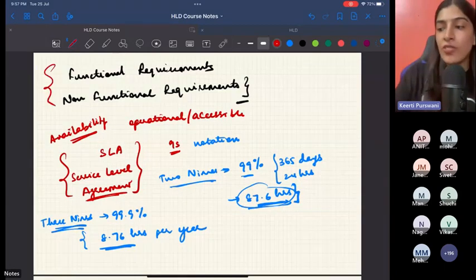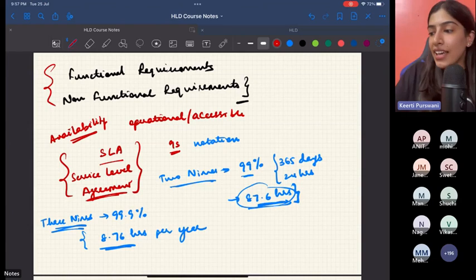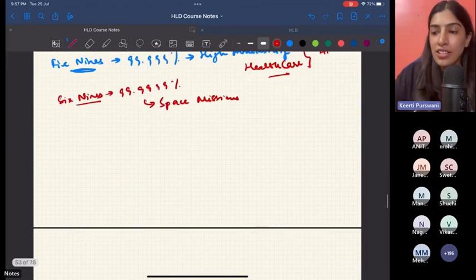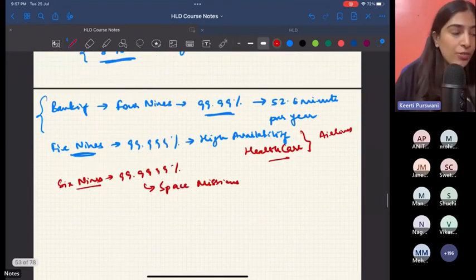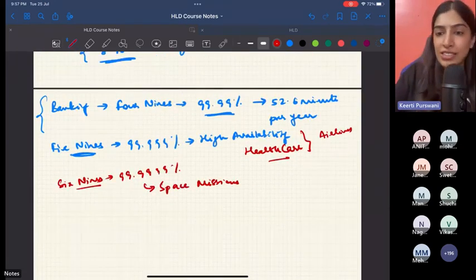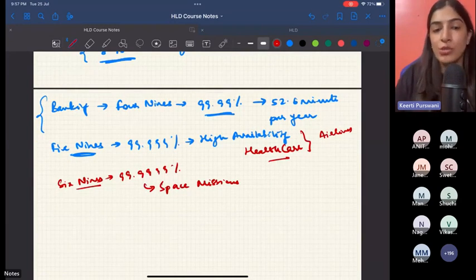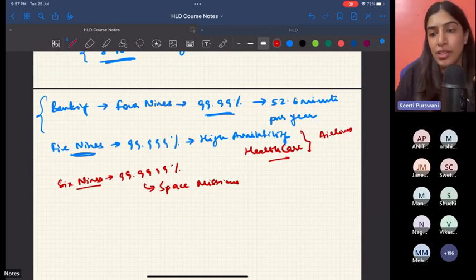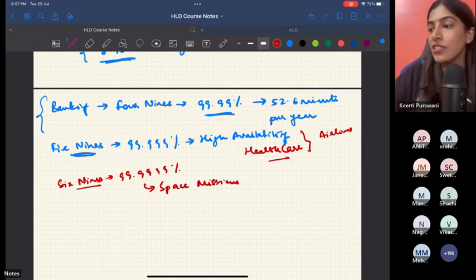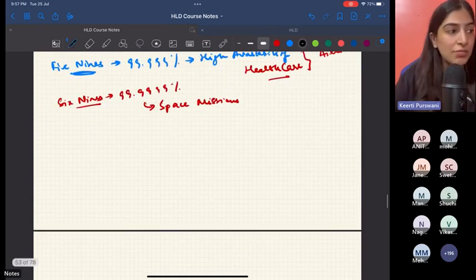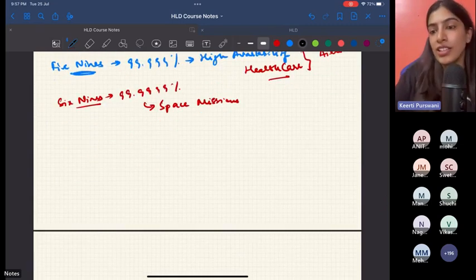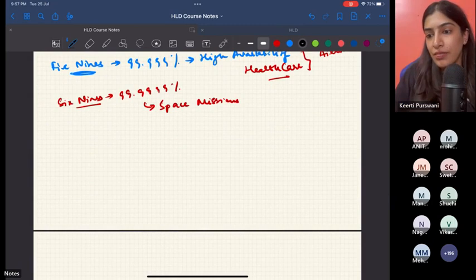We understood what functional requirements and non-functional requirements are. We understood SLAs, nines, what two nines, three nines, four nines, five nines are. So we understood that we want our systems to be very consistent and highly available. But how can I increase the availability of my systems? Can you think of any solutions? How can I make my systems available? How can I increase the availability of the system?